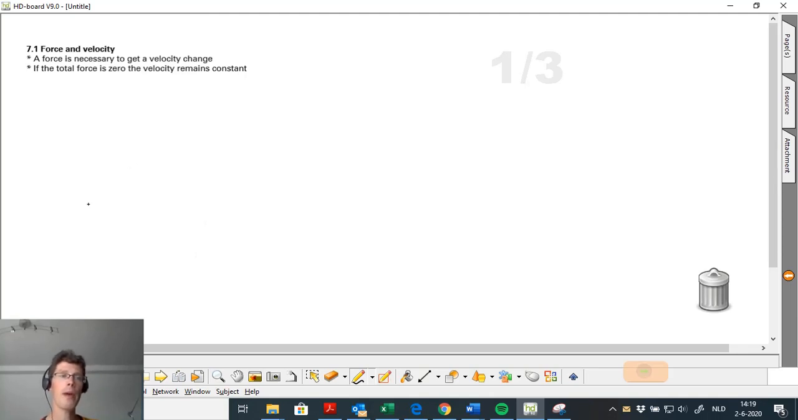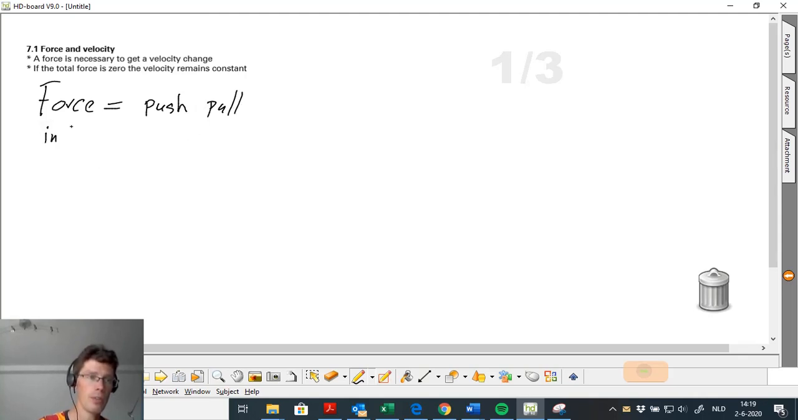The first paragraph is about what a force is and how it is related to velocity. A force basically is a push against something or a pull, and it is measured in Newton. So the more newtons, the harder you are pushing. The most common idea is that you require a force to move something. However, this is not completely true.